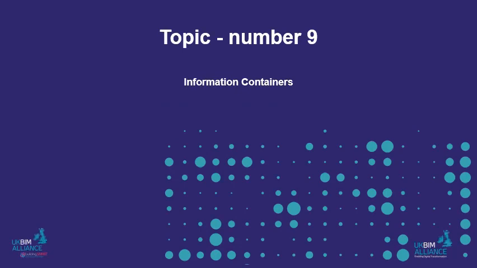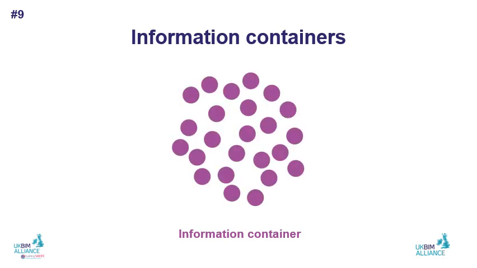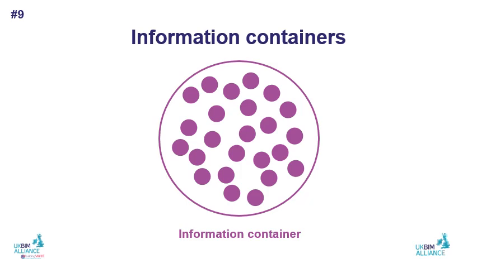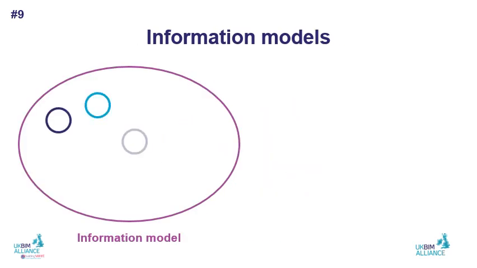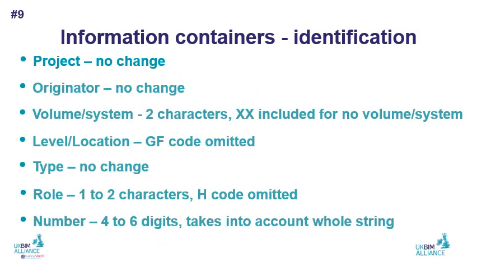And lastly, topic number 9. Information containers was a term introduced in 1192, but in the ISO there is new terminology connected with it. Information needs to be packaged up into a container, like a folder, file or layer. Different combinations of these form information models, so basically information models contain multiple types of information. UK-specific standards which govern the identification or naming of information containers can be found in the UK National Annex.